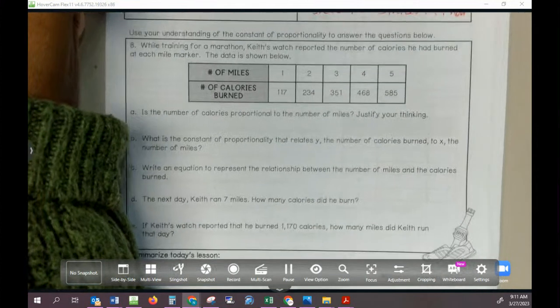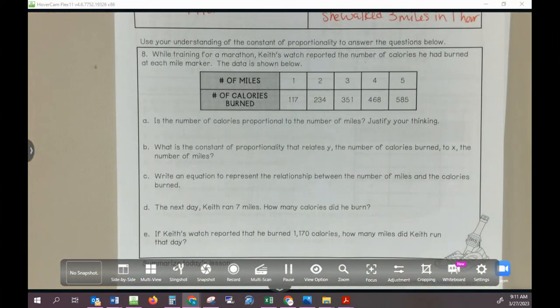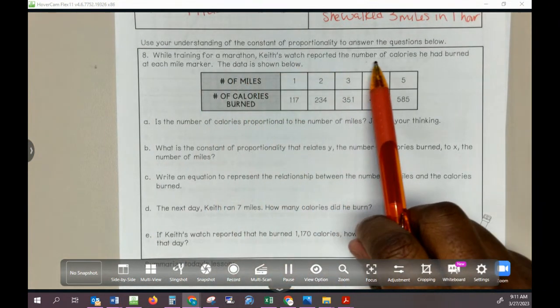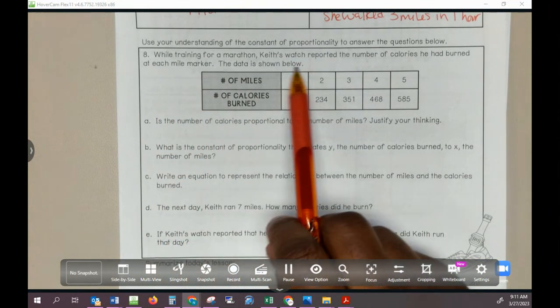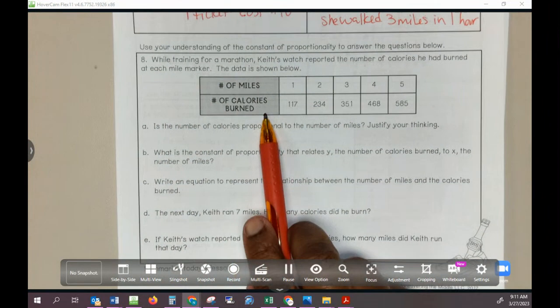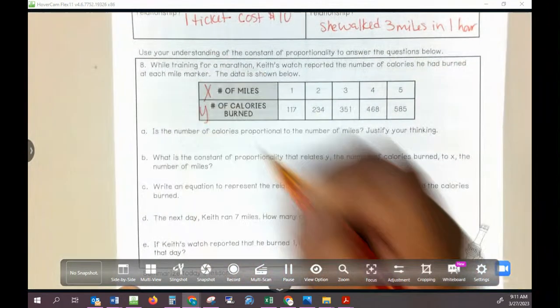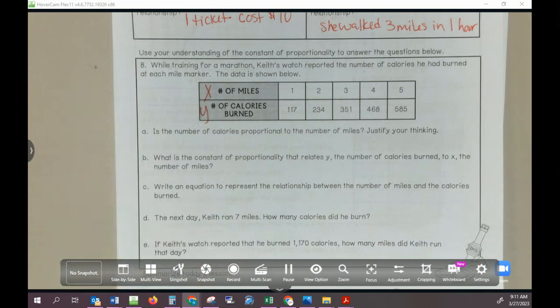So here's the last part, and then you guys are free to just do the next page, which is your homework page. While training for a marathon, Keith's watch reported the number of calories he burned and the number of miles, the mile marker. The data is shown. These are the miles and these are the calories. So our miles are our X and our calories are our Y, because your calories depend on how many miles you walk.